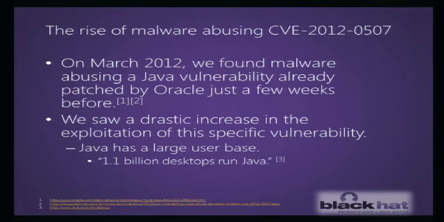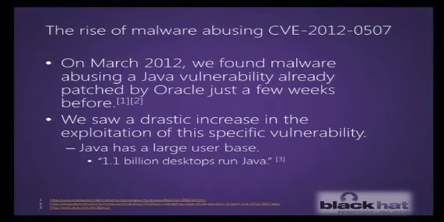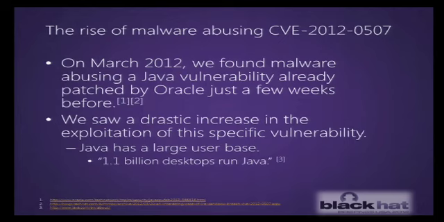This one was using a vulnerability that had been patched just a few weeks before. Somehow, it was really popular with malwares and exploit kits. They were using it a lot, and we are seeing millions of detections per month. Many people think they are not running Java on their system, but the truth is that Java is running on more than 1.1 billion desktops in the world right now. So it's a huge number.